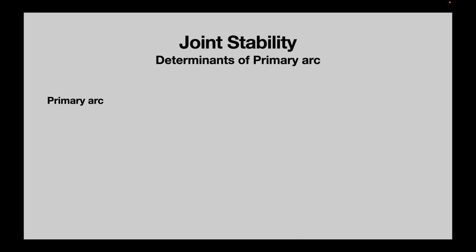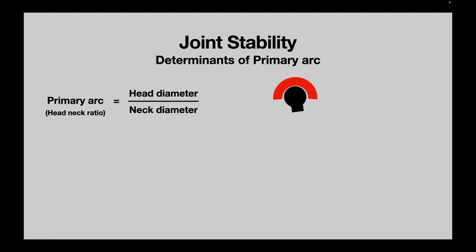Primary arc is also called the head-neck ratio. It is calculated by dividing the head diameter by the neck diameter. We know that the primary arc range is the maximum angular movement allowed by the prosthesis before impingement. To maximize the primary arc range, we need a large head and a narrow neck.